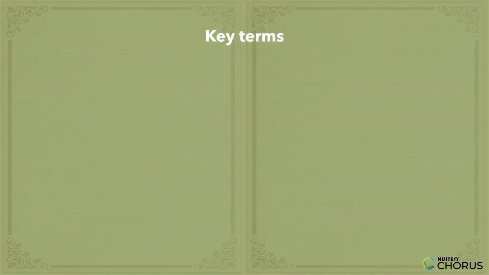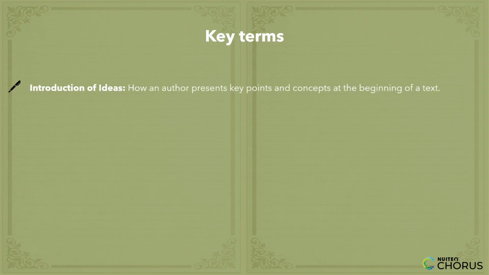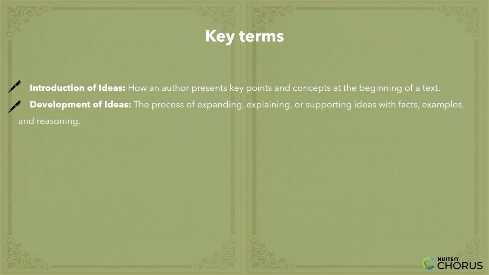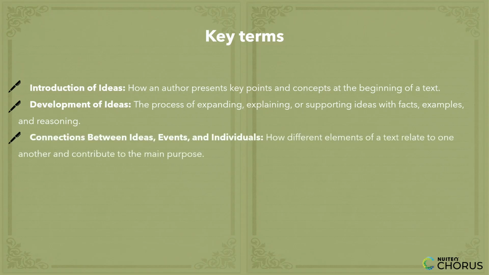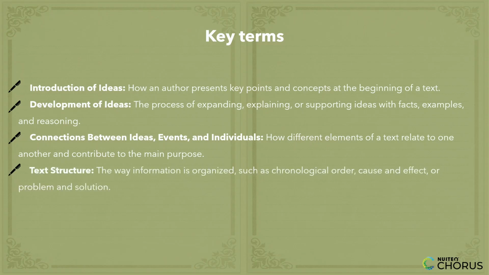Before we start, let's clarify a few important terms. Introduction of ideas means how an author presents key points and concepts at the beginning of a text. Development of ideas is the process of expanding, explaining, or supporting ideas with facts, examples, and reasoning. Connections between ideas, events, and individuals means how different elements of a text relate to one another and contribute to the main purpose. Text structure is the way information is organized, such as chronological order, cause and effect, or problem and solution. Let's see how these concepts work in actual texts.